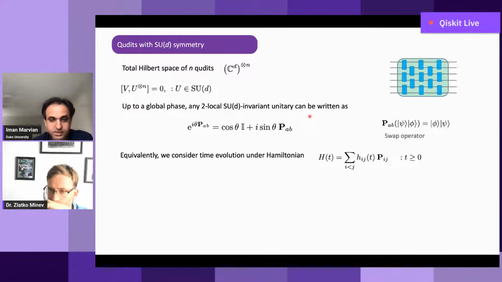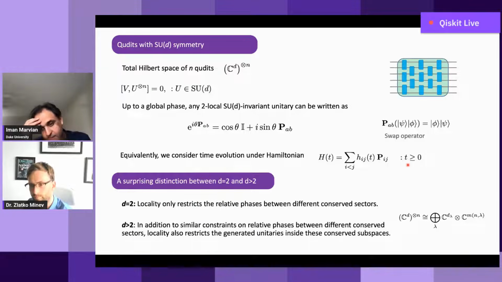So in other words, the question that I'm asking here is: can I compose this type of unitaries that act on a pair of qudits? Can I implement a general unitary that respects this SU(d) symmetry just by composing these, choosing different A and B, different pairs of qudits, and different angles theta, and generate an arbitrary unitary transformation that respects the symmetry? Or equivalently, you can ask, what is the family of unitaries that can be realized under this Hamiltonian? So the Hamiltonian is a linear combination of these swaps with possibly time-dependent coefficients. What is the family of unitaries that are generated this way?